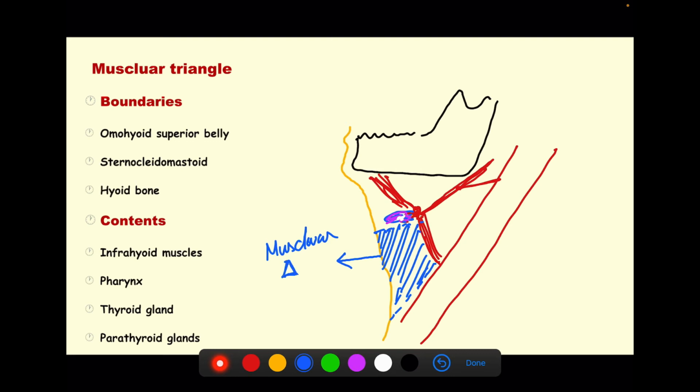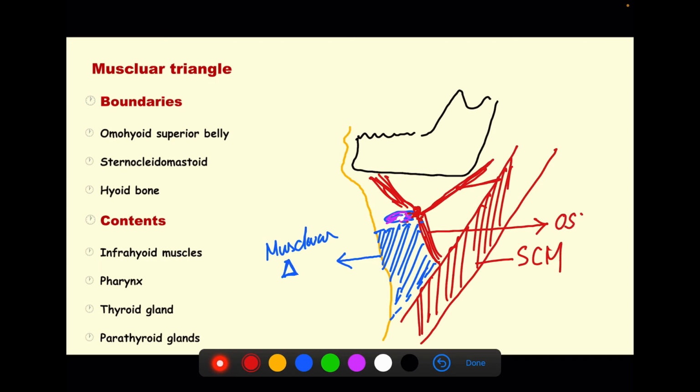I'm using the sign. This one, the big muscle, big boy, is the sternocleidomastoid. This one is the omohyoid superior belly, and this small little one is the hyoid bone.